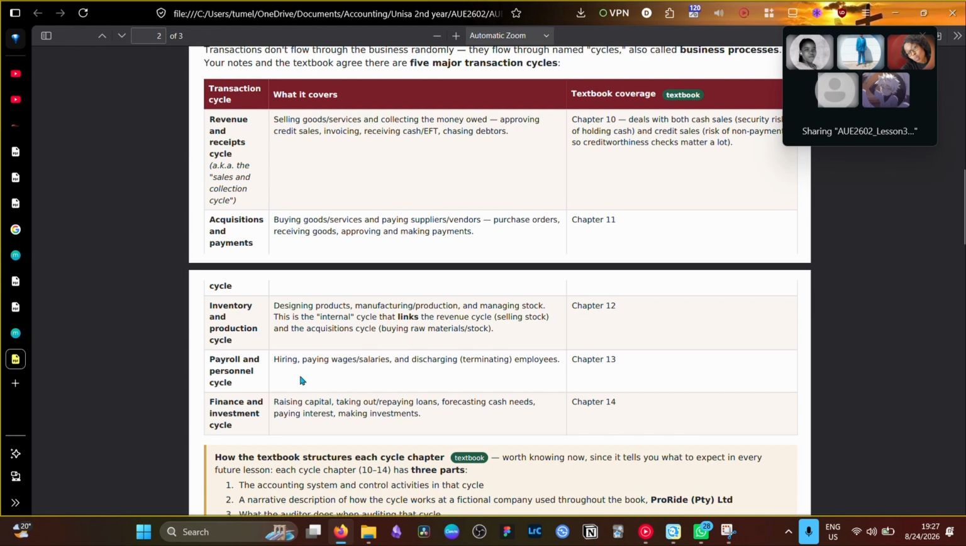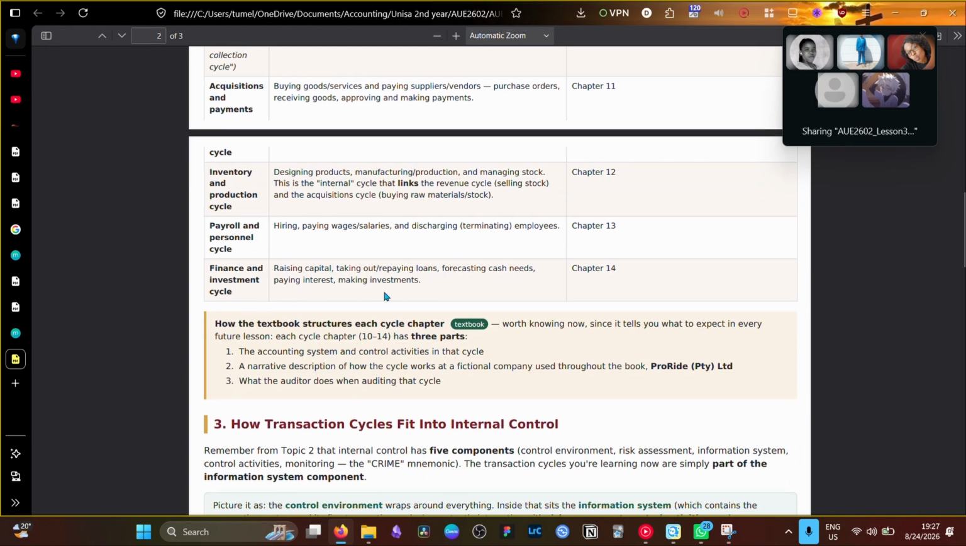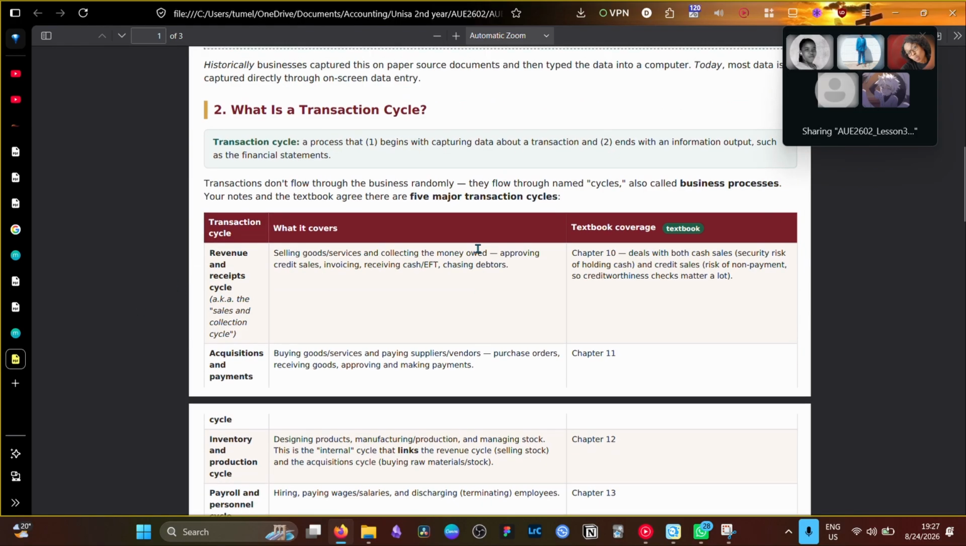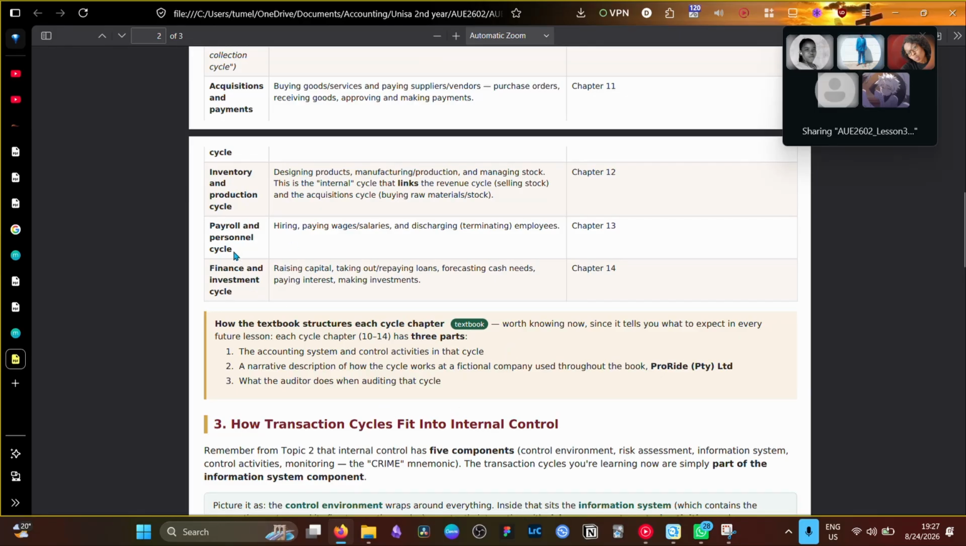Inventory and production, there it is as well, that's what they will talk about. Payroll and personnel, that's what it talks about. And finance and investment, that's what it talks about. I don't want us to stick and explain more now because we will get there. Since you'll have this PDF, you can just read one sentence about each.